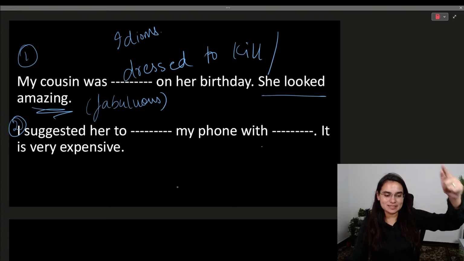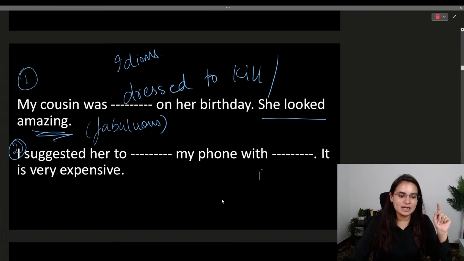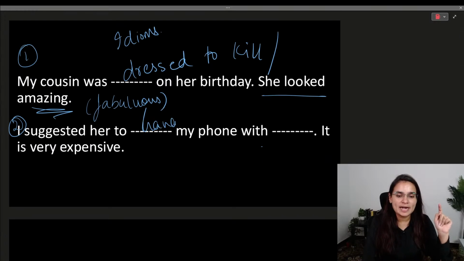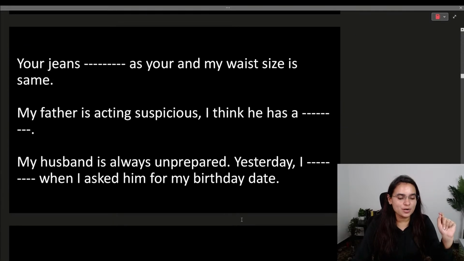We just did this in the previous exercise. The correct answer is handle with kid's gloves. I suggested her to handle my phone with kid's gloves. It is very expensive. All right, next question on your screen.